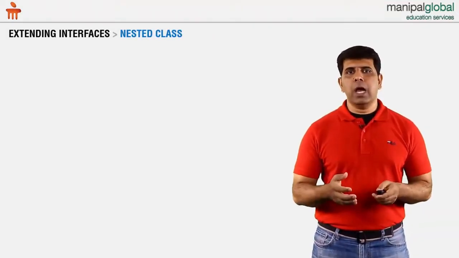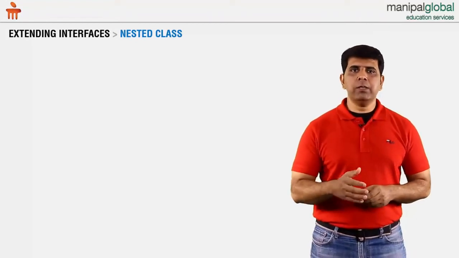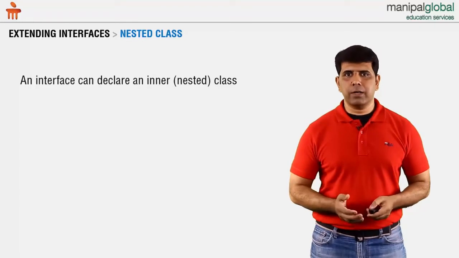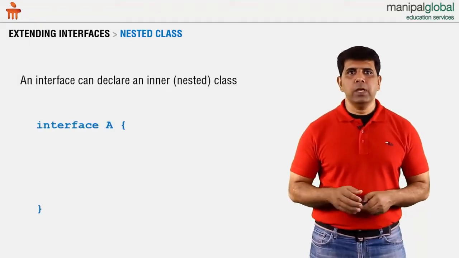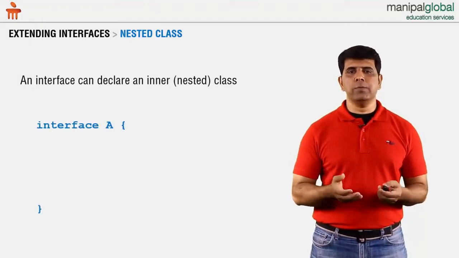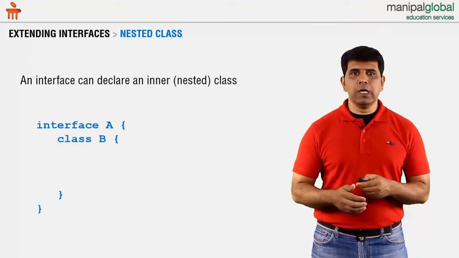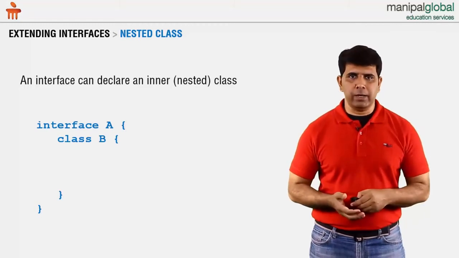Like a class having nested classes, an interface can also have a nested class. These are called inner classes, like in classes. Now here is an example. Interface A defines a class B. Now class B is going to be a data type.